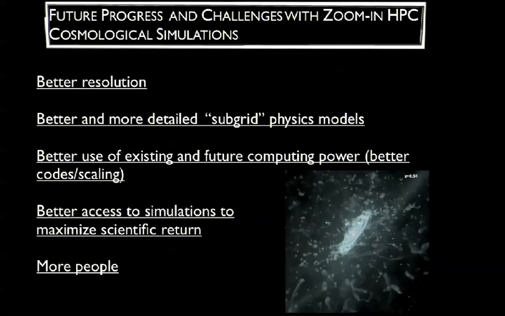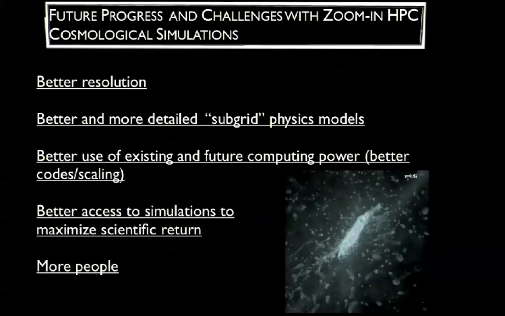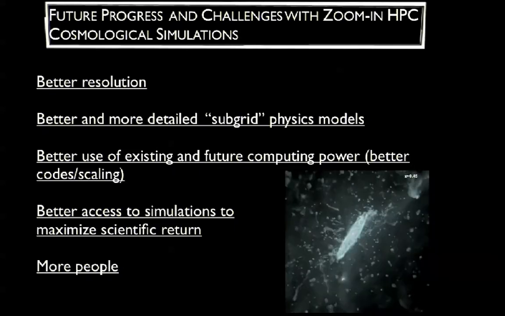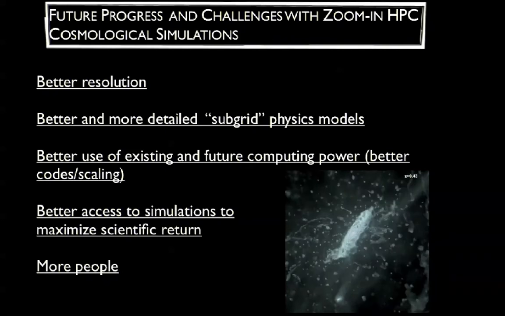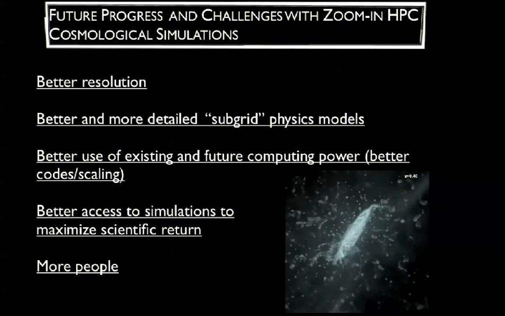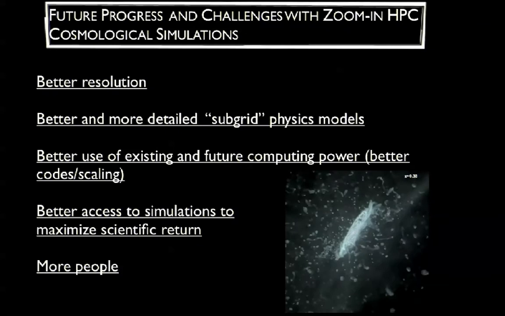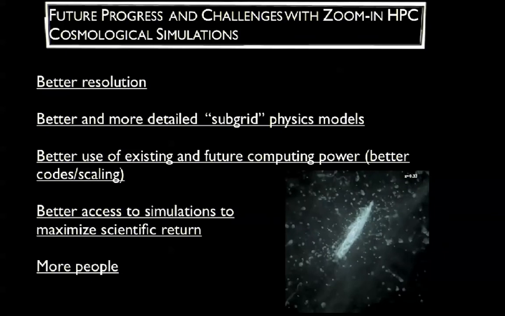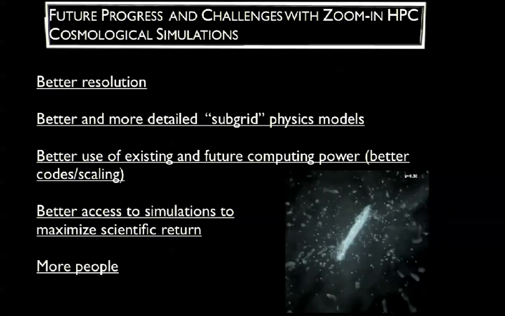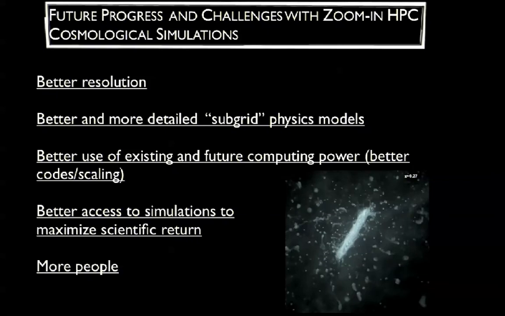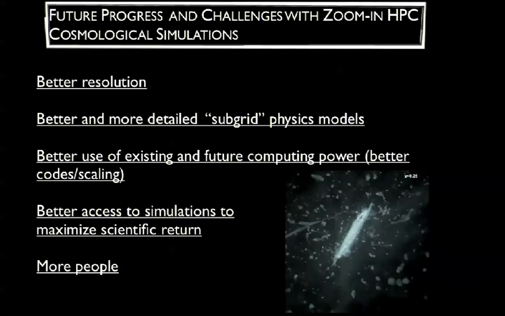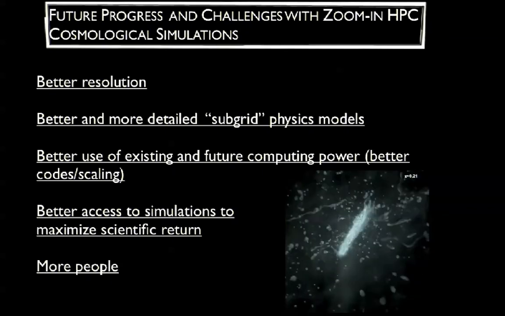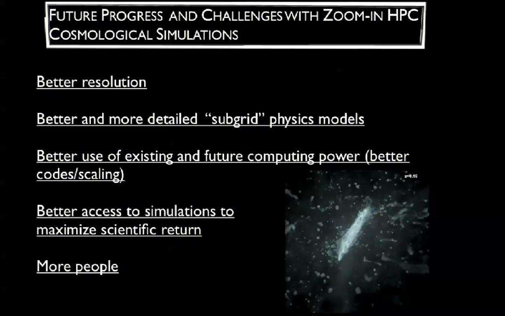We need better access to simulations to maximize scientific return. We run some big simulation for a while. We want to make those simulations public, so people can use them and maximize the science while we do other simulations. That's not easy to do. It's hard. You have to have storage. You have to have the ability of transferring a lot of data far away. I think Alex might talk about how we transferred the Via Lactea simulation from the supercomputing center down to Hopkins, and that was a huge effort to transfer 150 terabytes of data.